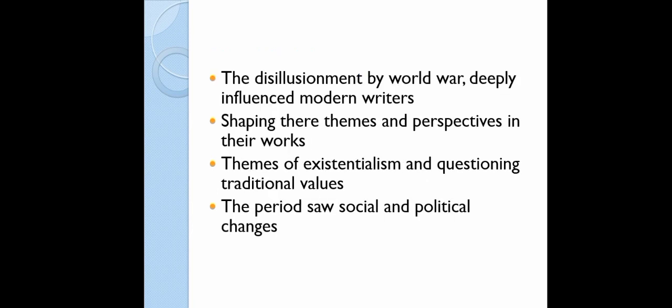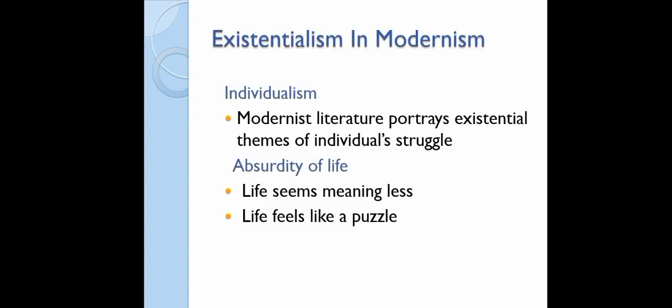The disillusionment caused by World War One deeply influenced modern writers, which shaped the themes and perspectives given in their works. Due to all this dilemma, certain new themes arrived, like the themes of existentialism that question traditions. Therefore, this period saw multiple social and political changes. Modernism built one thought-provoking idea, that is existentialism. It is like a deep question about the meaning of life in the midst of chaos.